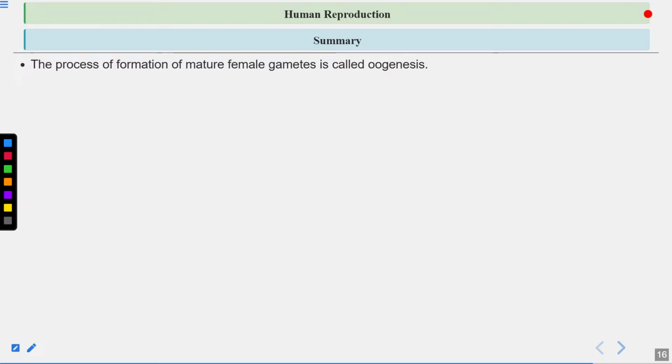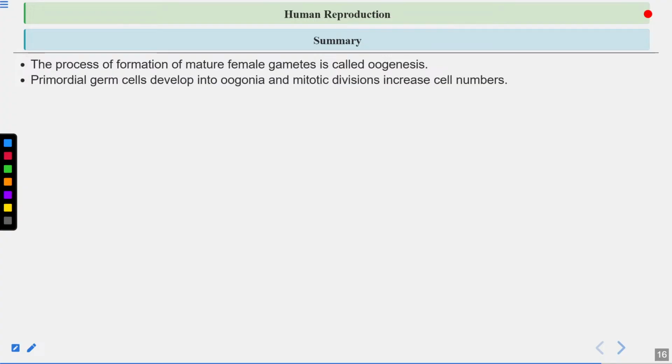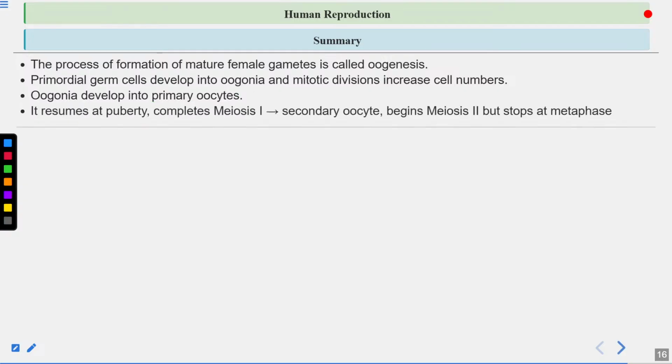Now let's summarize this entire lecture. The process of formation of the mature female gamete is called oogenesis, meaning formation of the egg. Primordial germ cells develop into oogonia, and by mitotic division they increase their numbers. Oogonia differentiate to form the primary oocyte, which will be diploid. They will have 46 chromosomes.